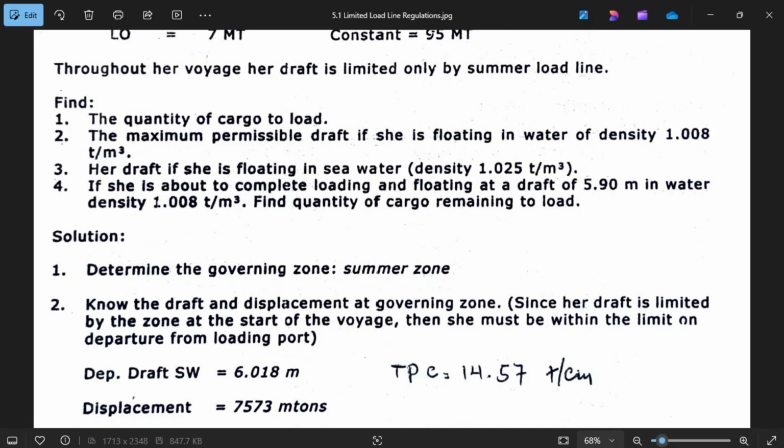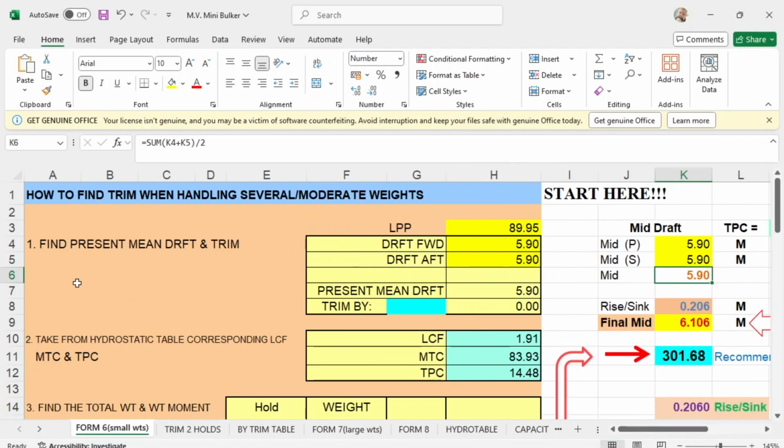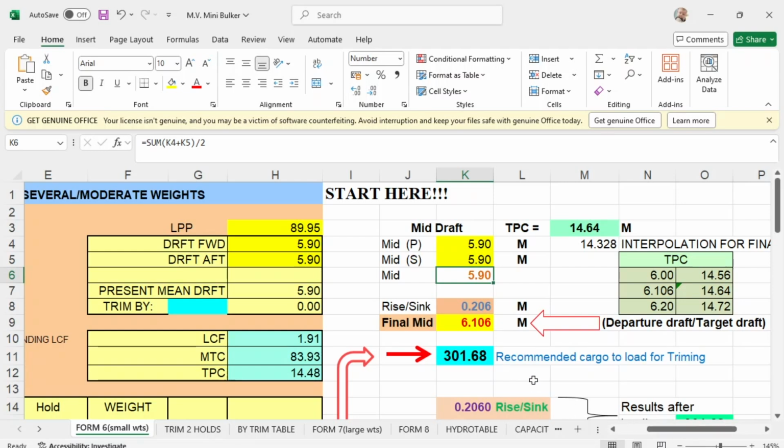Now, guys, take note here. I will go to form number 6, small weights, which is how to find trim when handling several moderate weights. Now, a while ago, I said that the foreman stopped the loading once you reached the drop of 5.90 forward and aft, and the shipmate and the draft survey agreed that they have even keel, with mid starboard and mid port of 5.90, and that will be his drop.